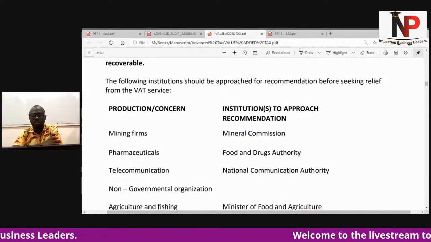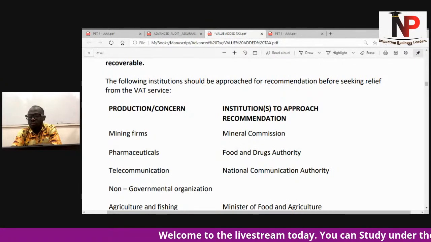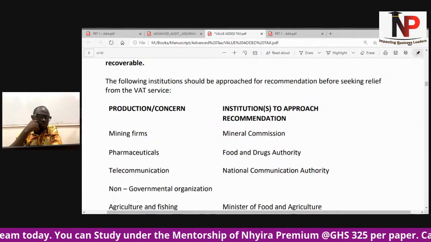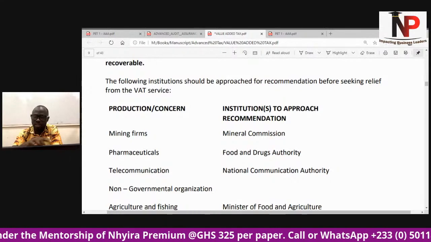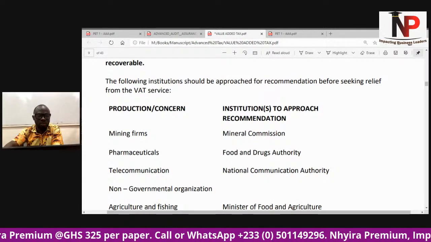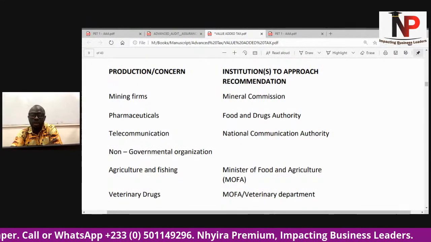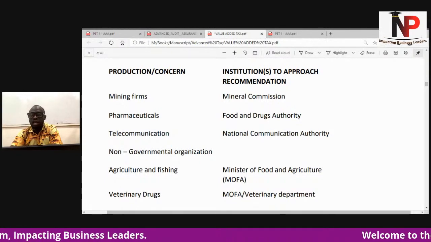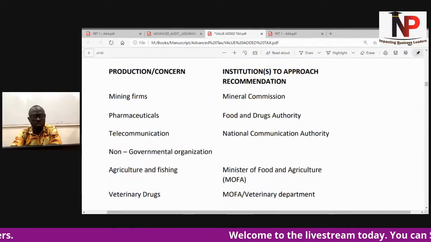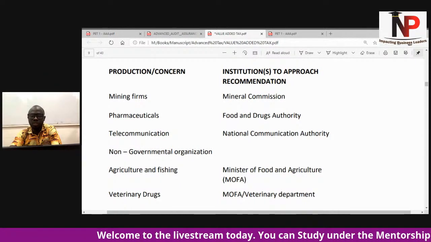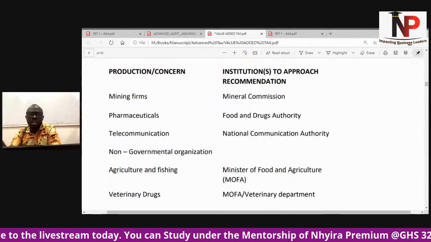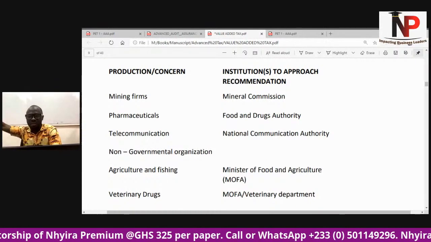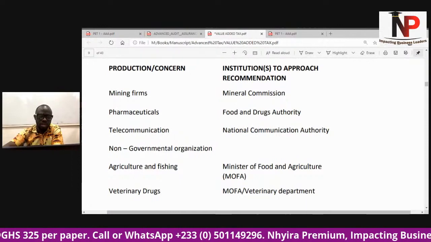Now, the following institutions shall be approached for recommendation before seeking relief from the VAT. And this is under relief supply, that I didn't arrange my slide well on. So this one should have come before that, but that is something you need to understand. If it is mining related, you go to the Minerals Commission. Pharmaceuticals, you go to the Food and Drugs Authority. Telecommunication firms who want to be relieved from the payment of VAT, you need to reach the National Communications Authority first. Then you can now write to the Ghana Revenue Authority. So you don't just get up and go there and say, hey, relieve me from VAT.